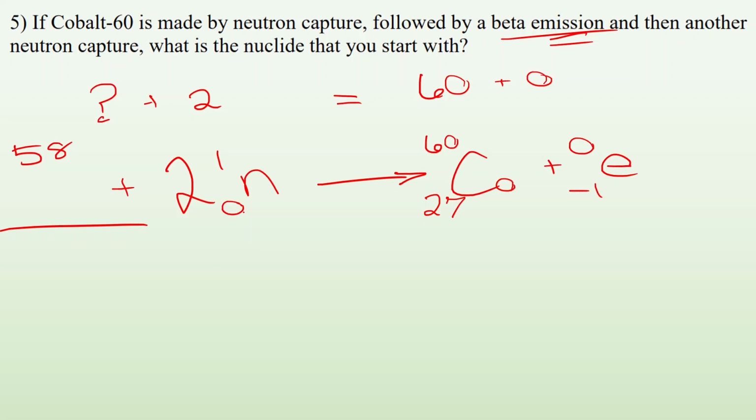Do the same process with the charges. I have 2 times 0 from the neutron, so I have 0, and some number has to equal 27 minus 1, so that's really 26. So what's my missing charge on the left? 26. What element has a nuclear charge of 26? It's iron, Fe. So the missing reactant would be Fe-58.